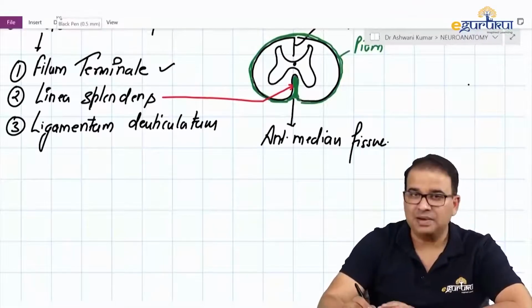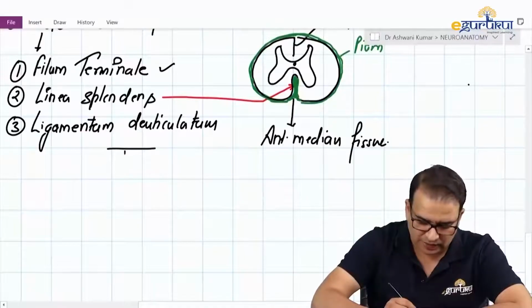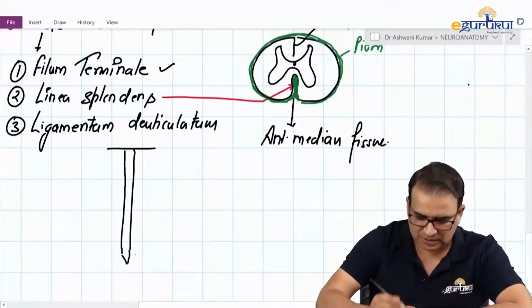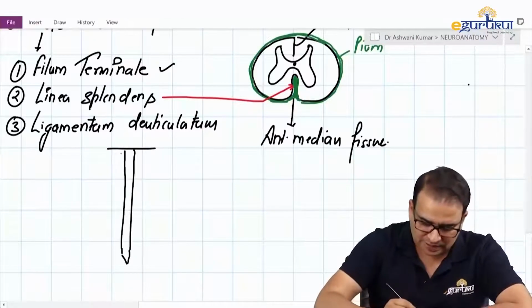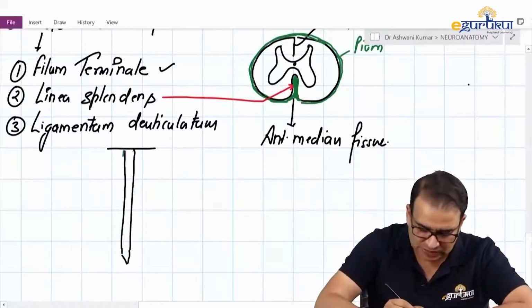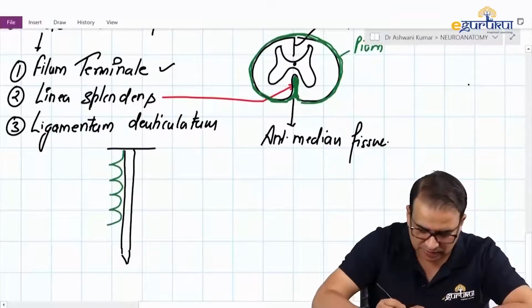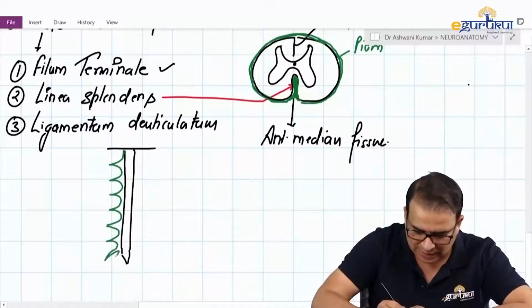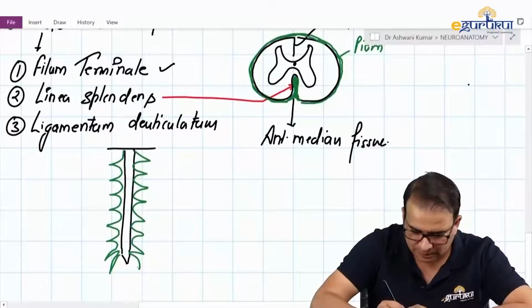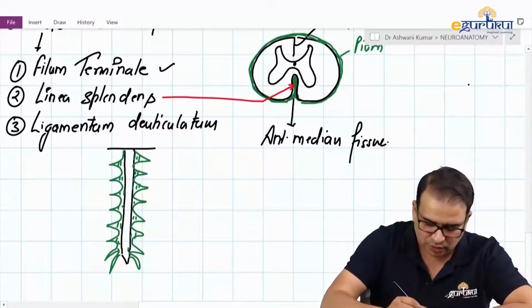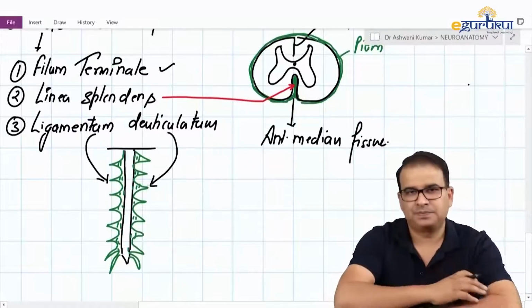Next in the line, ligamentum denticulatum. What is ligamentum denticulatum? Let us imagine the spinal cord in a longitudinal section here, let's say this is the spinal cord, I'm just drawing a very rough diagram here. Once again, the pia mater will be adherent to it. Now this pia mater sends off these tooth-like extensions on the side of the spinal cord, which connect the spinal cord with the arachnoid mater on the side. This tooth-like projection, which is made up of pia mater only, that's why the name is denticulatum. These are what you call the ligamentum denticulatum.